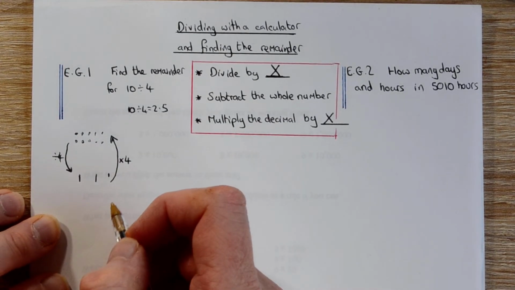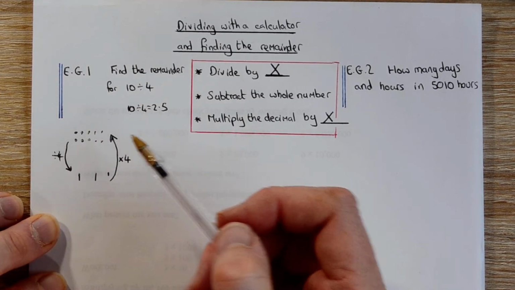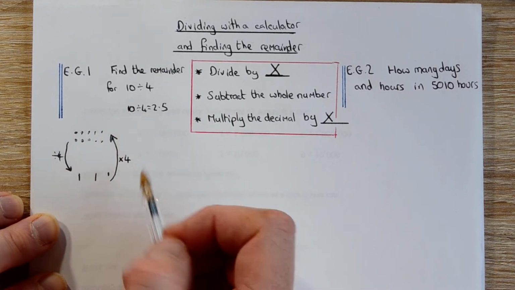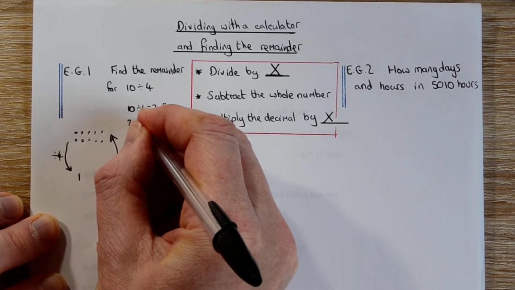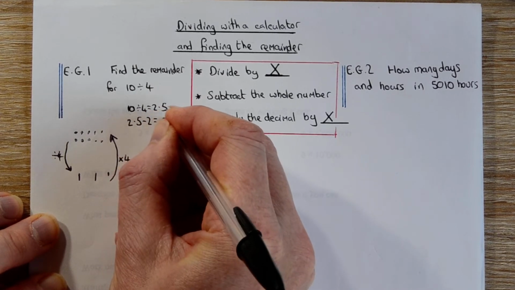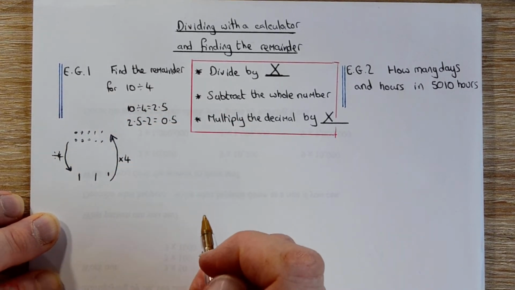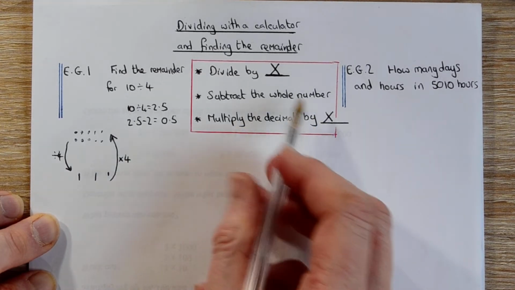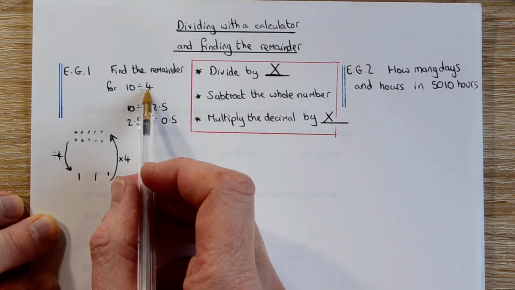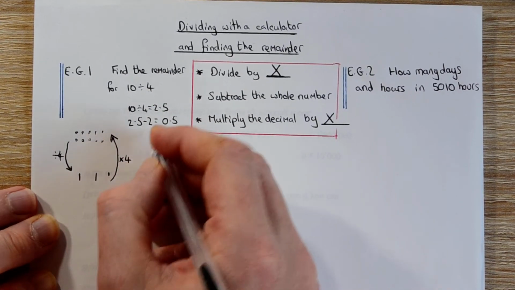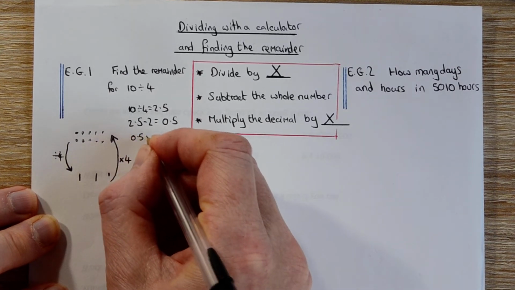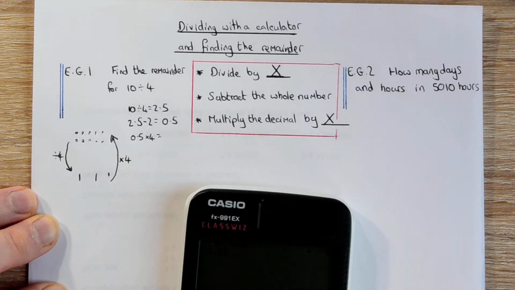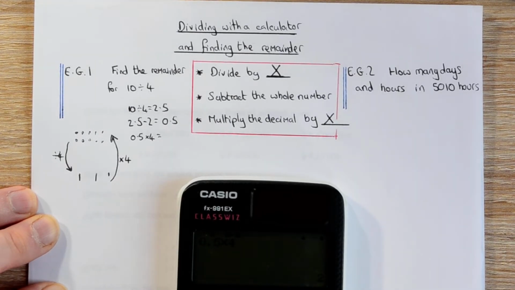Now, what this is doing is we're going to subtract the whole number next. So if we've got 2.5, the whole number is 2. And we have 0.5 left. To find out what is our remainder, we multiply the decimal by what we divided by in the first place. We divided by 4, so the decimal will multiply by 4. And the answer is 2.